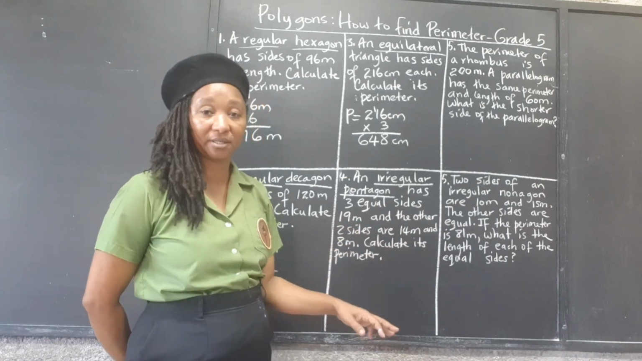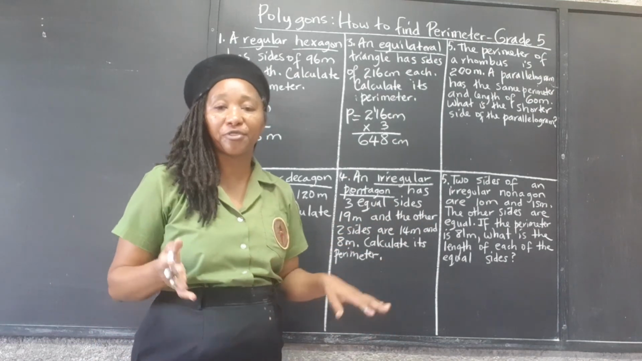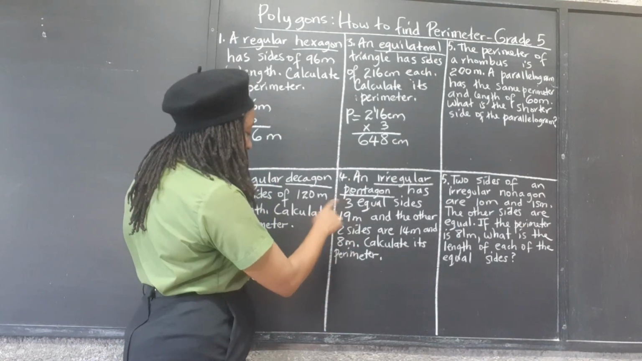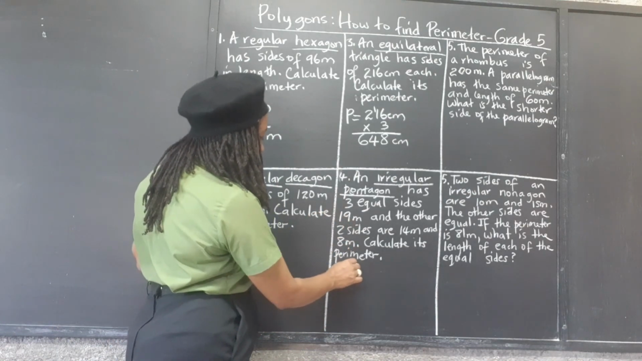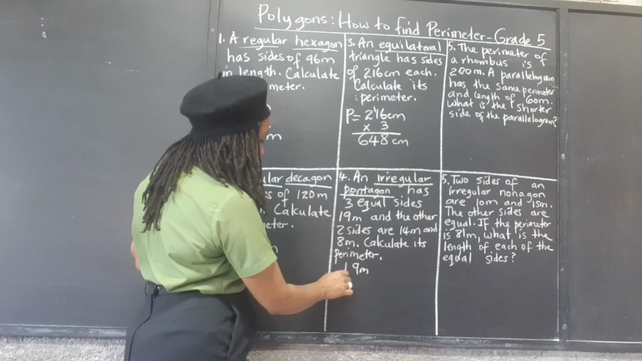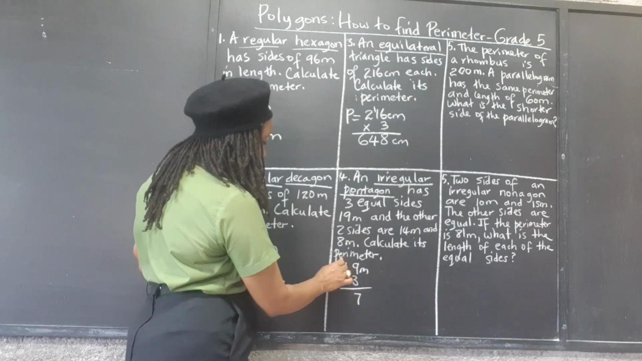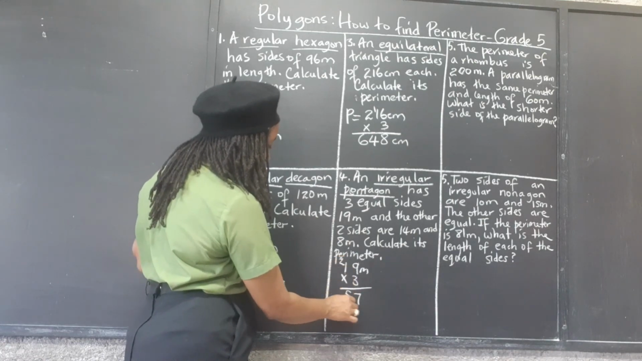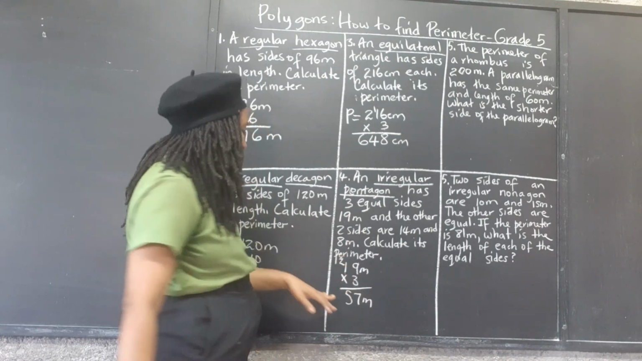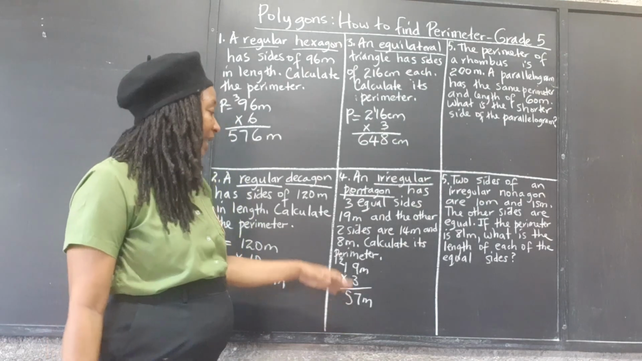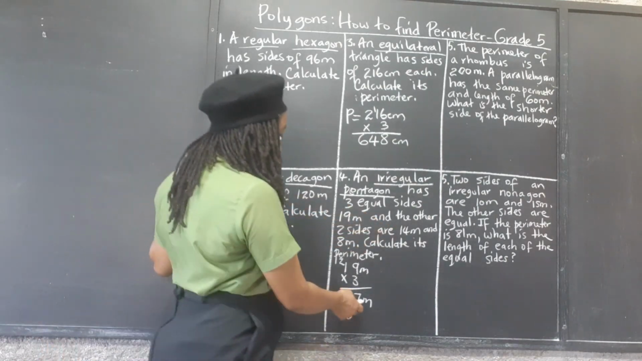Calculate the perimeter. If we know that 3 sides are equal, then the distance for those 3 sides would be 19 times 3. 3 nines 27, 3 ones 3 and 2, 5. This accounts for the 3 equal sides. And then we can just add the other 2 with this.